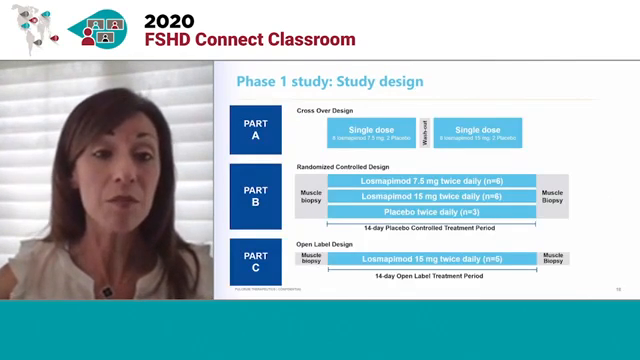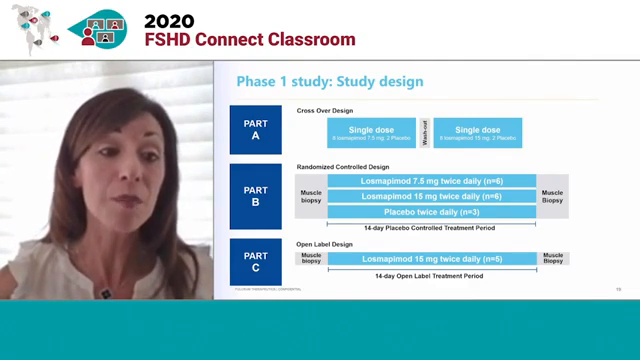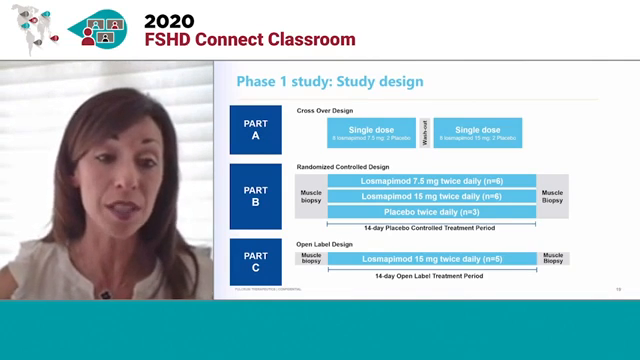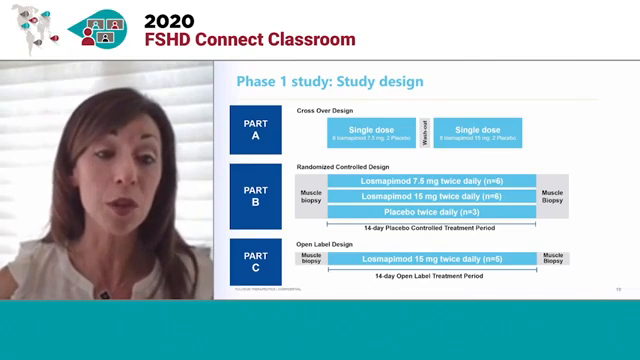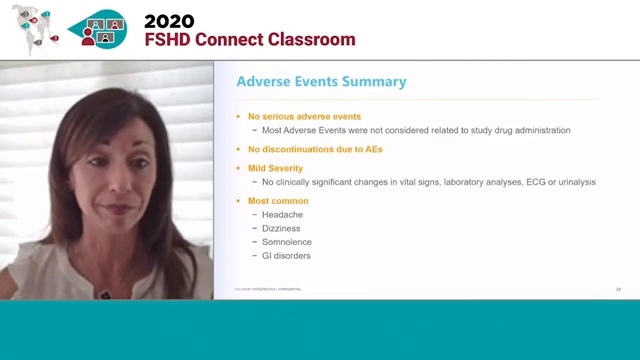In this study, in part A, we dosed healthy volunteers with a single dose of losmapimod at 2 different doses, followed by parts B and C in FSHD patients at different doses. They took losmapimod for 14 days and had muscle biopsies done before dosing and after dosing was completed.